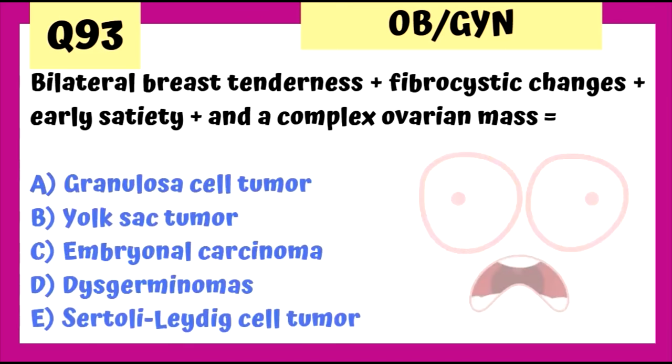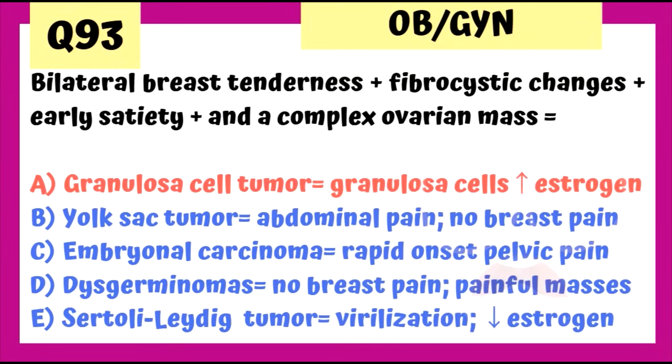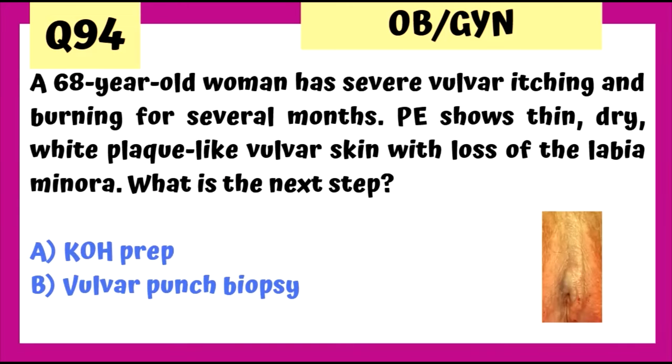Question 93, bilateral breast tenderness, fibrocystic changes, and early satiety, and a complex ovarian mass. These are all seen in granulosa cell tumors. Again, we see the breast tenderness due to the estrogen effects on the breasts, and we would see a complex ovarian mass. Question 94, a 68-year-old woman has severe vulvar itching and burning for 7 months.